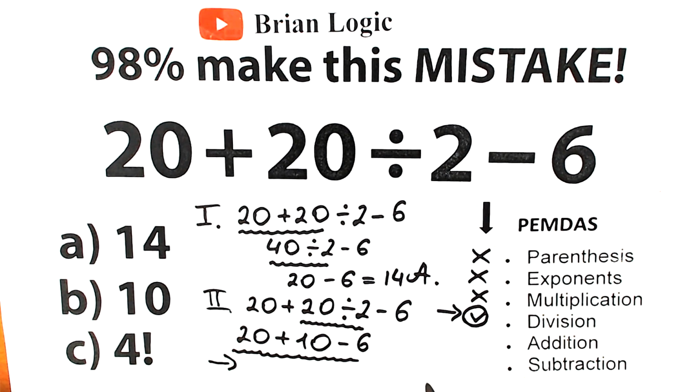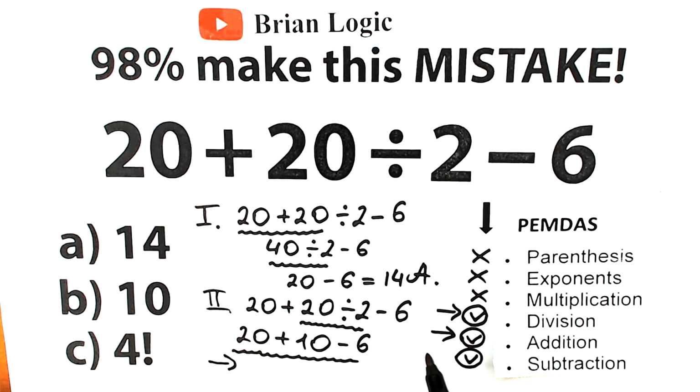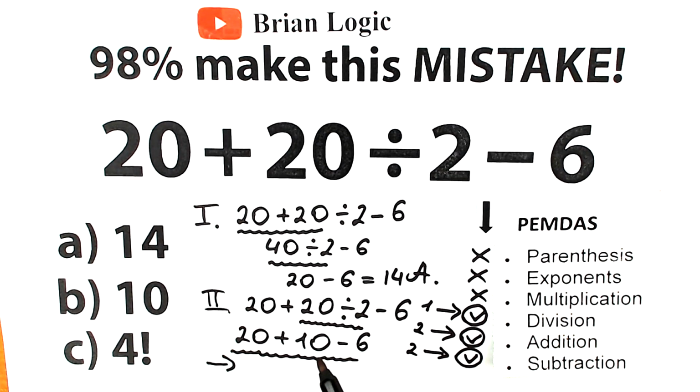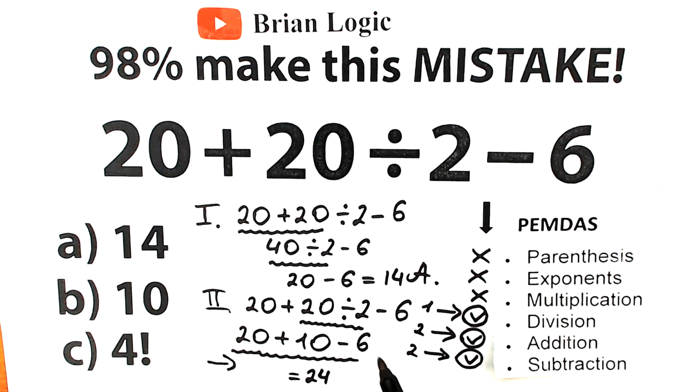Add and subtract, it doesn't matter, everyone knows about it, and you don't need your calculator, don't need your order of operation. So this looks like our first step, and this is our second step. From left to right, it doesn't matter what order you select. Add or subtract, we have 20 plus 10 equal to 30, and 30 minus 6 equal to 24.